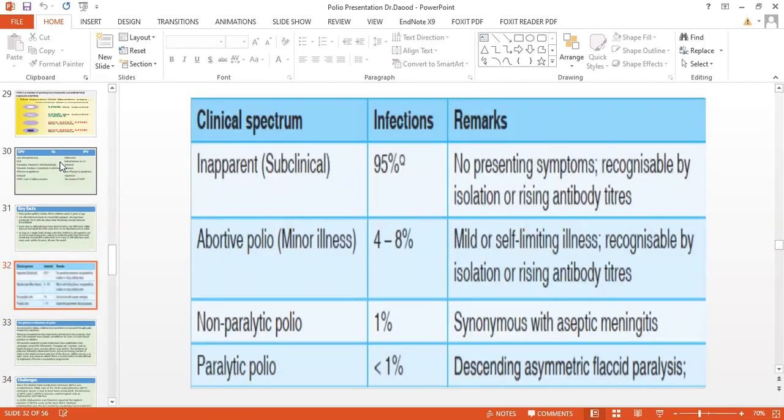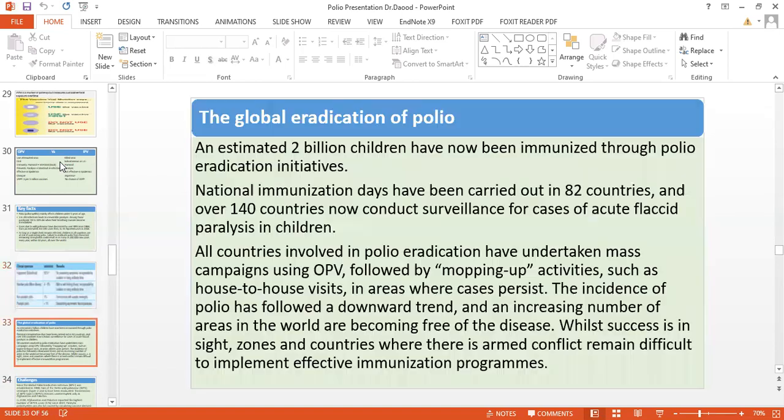Here you can see the percentages of outcomes of this infection: 95% are inapparent or subclinical, abortive polio minor illnesses 4 to 8%, non-paralytic 1%, and paralytic polio, or you can say the descending asymmetric classic paralysis, occurs in less than 1% of cases. The global eradication campaign and national immunization have been carried out in 28 countries, and over 140 countries have now conducted surveillance for cases of acute classic paralysis.